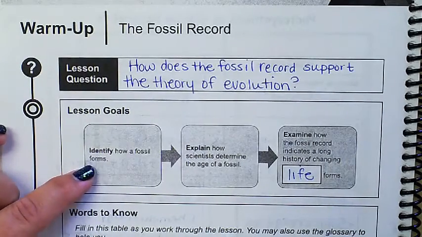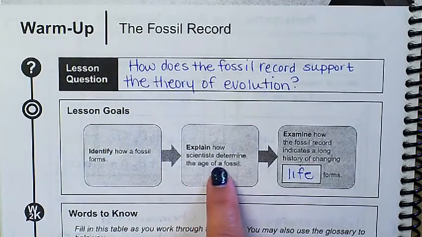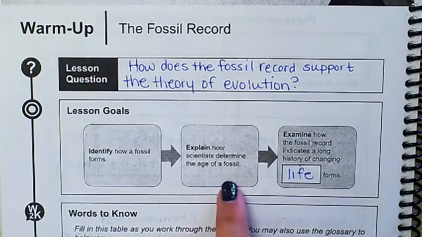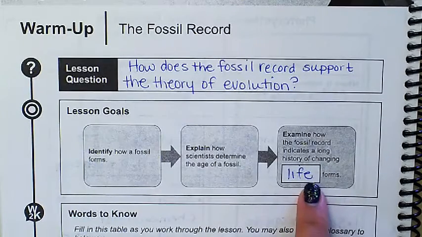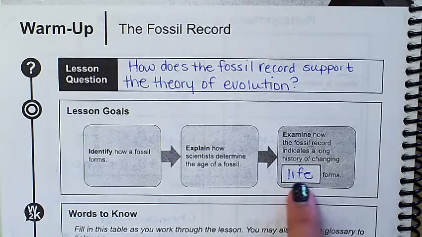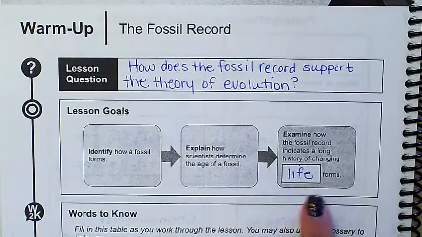So this will be the review part. How does a fossil form? And then how does a scientist determine the age of the fossil? This is some new information. And then how the fossil record indicates a long history of changing life forms. So we touched on this a little bit during fossils in earth science, but it'll go into more detail about that.